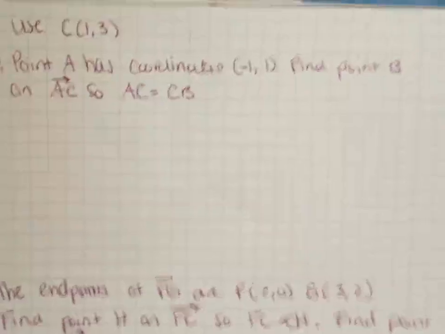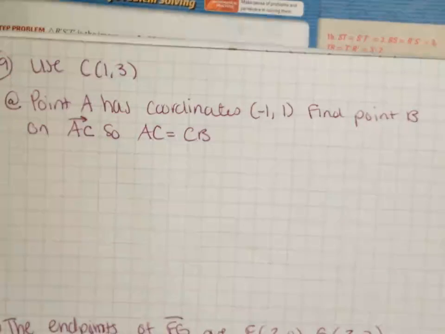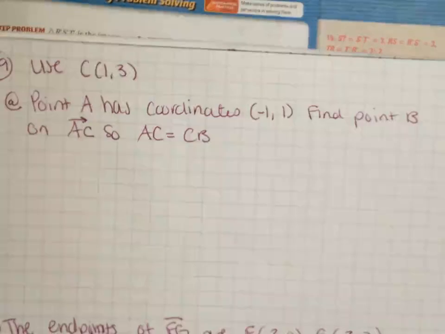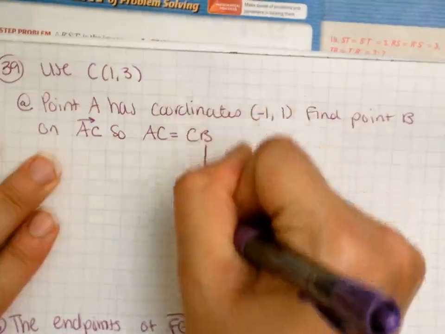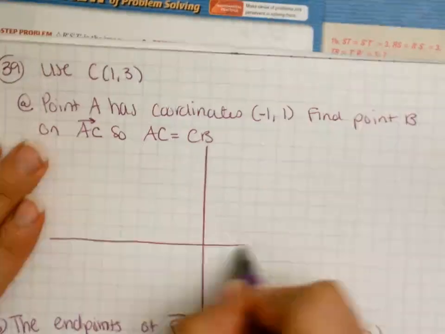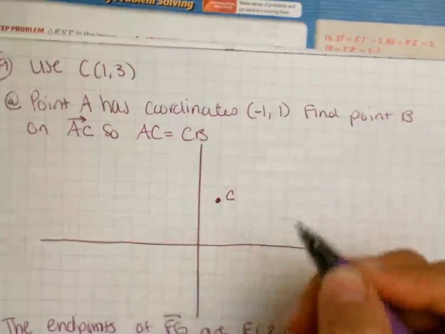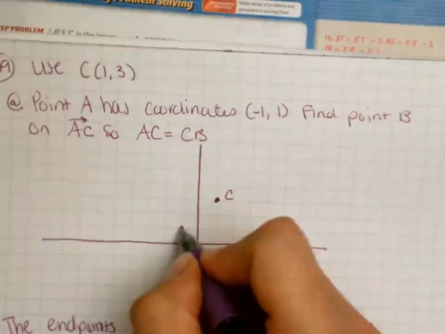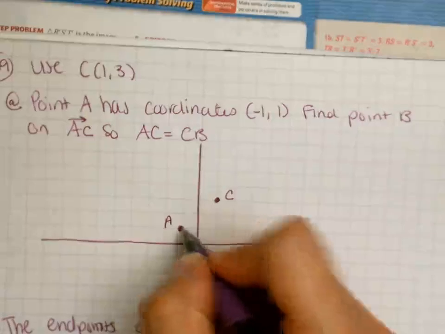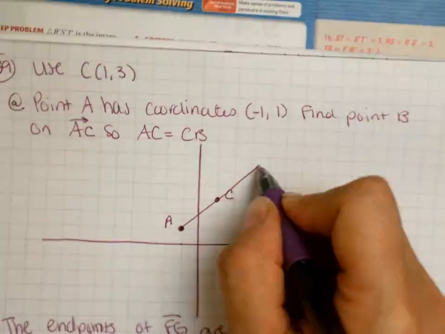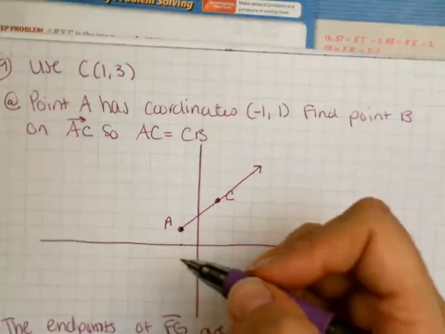Number 39. Use the point C at 1, 3. Point A has coordinates -1, 1. Find point B on AC. Okay, so we know that C is at 1, 3, and A is at -1, 1, and we're trying to find point B on AC so that AC equals CB.